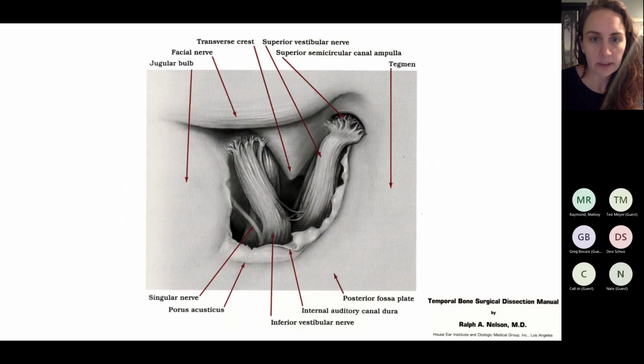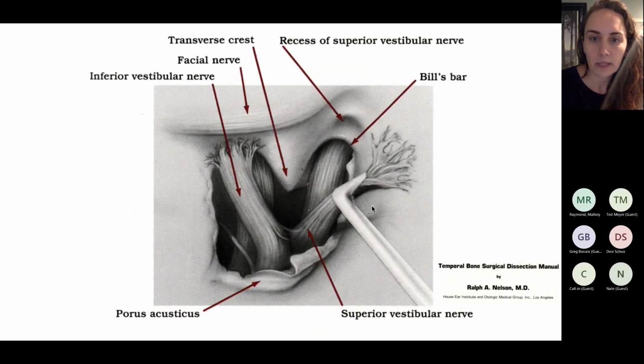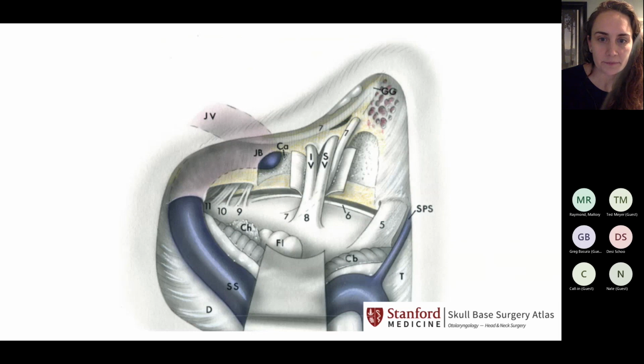Again, just a closer look of those nerves as they go from the posterior fossa through the IAC. And of course, things never look this nice intraoperatively, typically.